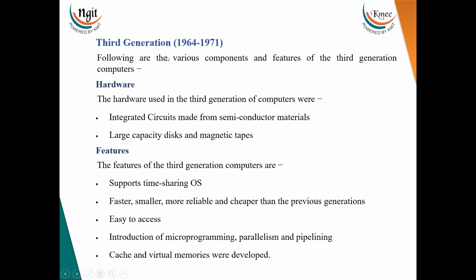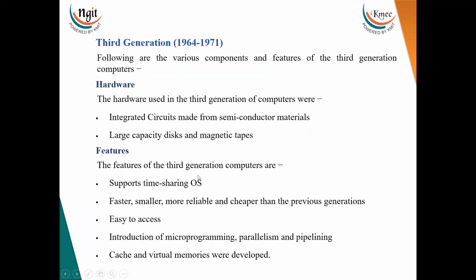Now, coming to the third generation, 1964 to 1971. In this duration, ICs were developed. ICs are made up of semiconductor material. IC is nothing but an integrated circuit, which is a chip. On the chip, hundreds of transistors are mounted. So now, instead of using individual transistors, transistors are mounted on these ICs. By using these ICs, systems were developed. And large capacity disks and magnetic tapes were also developed to store the data.